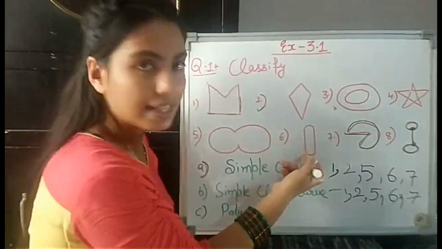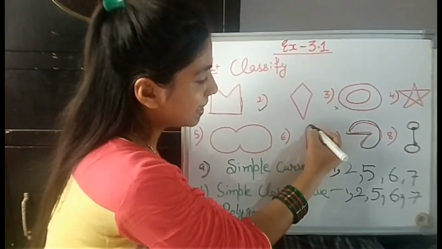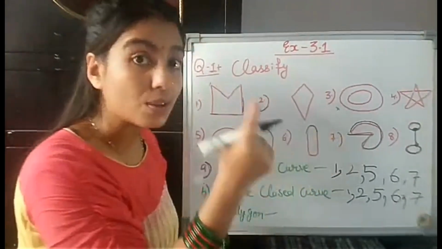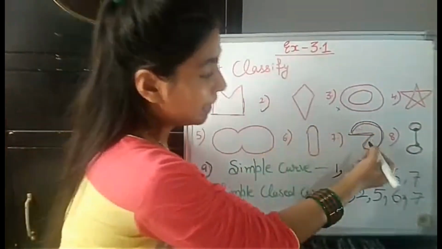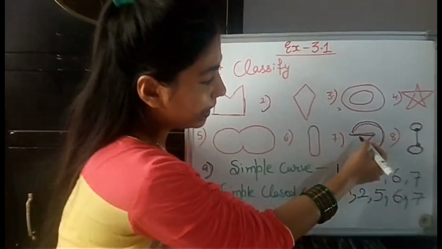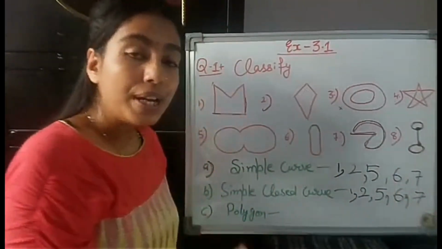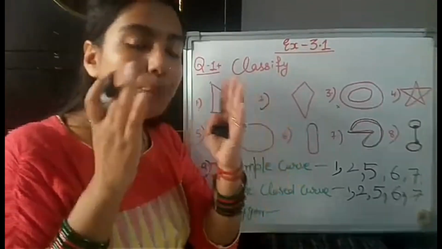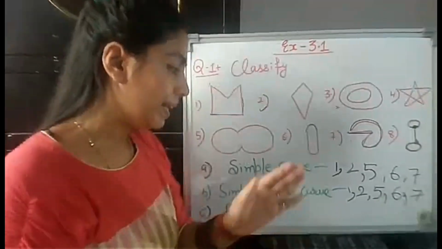Does it have sides? No, because it is a circular form, so it is also not a polygon. See, this is also not a polygon. It is also a circular form. If you have knowledge about the shapes, you will understand better.